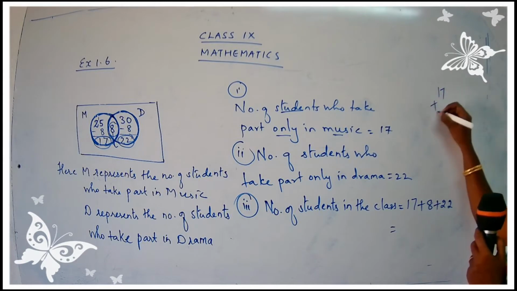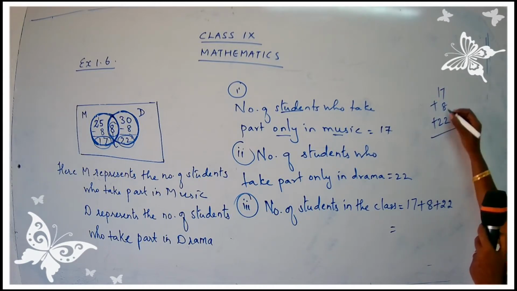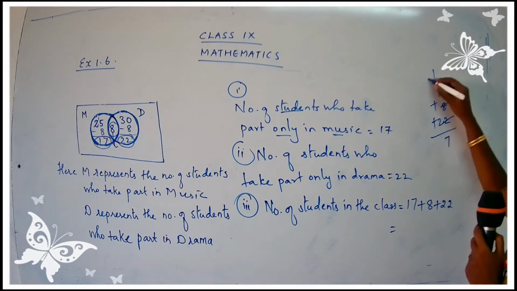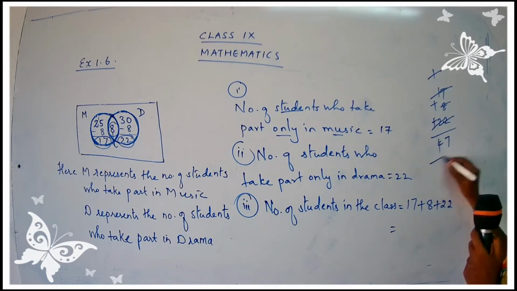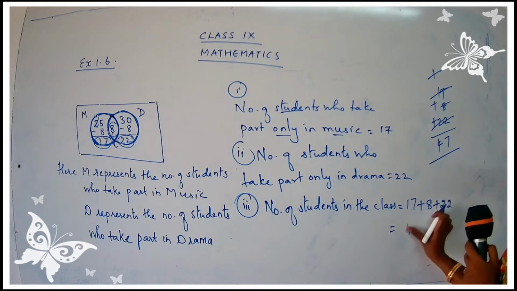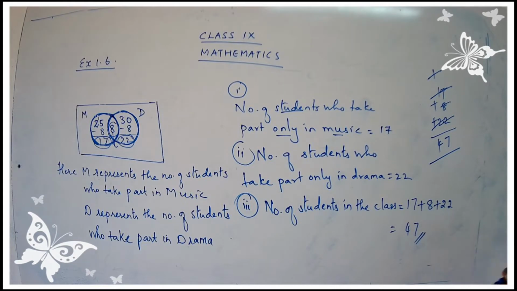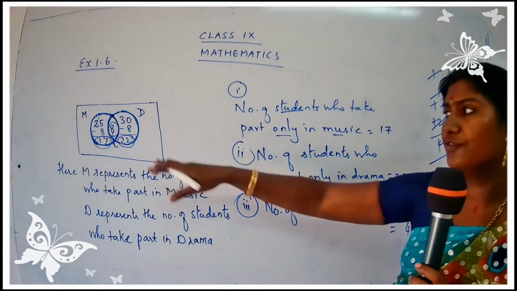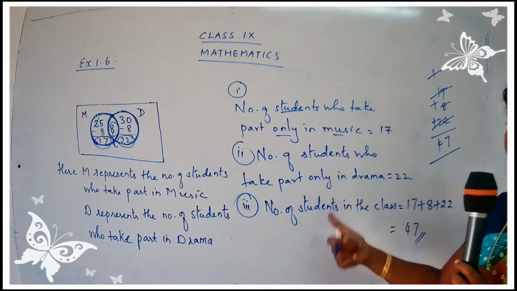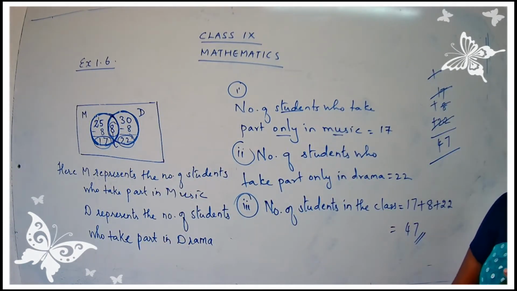I'll just do the additions over here. 8 plus 2, 10. 10 plus 7, 17, 1, 2, 4, 47. So the answer is 47. So number of students in the class is equal to 47. I hope you were clear with this sum. Very easy thing. Just try to fill the details in the Venn diagram. And once you fill the Venn diagram, automatically we get all the required answers.